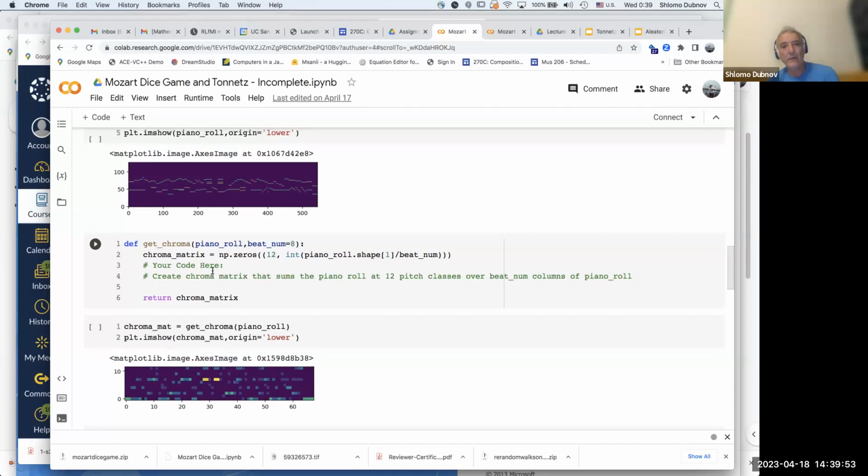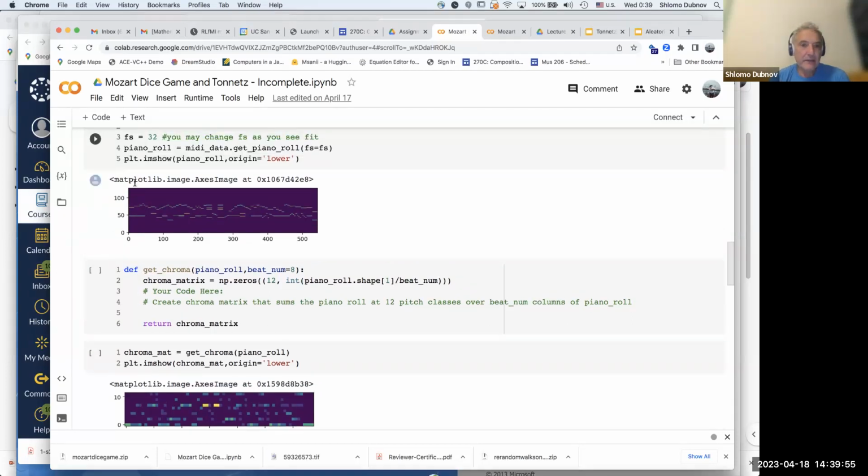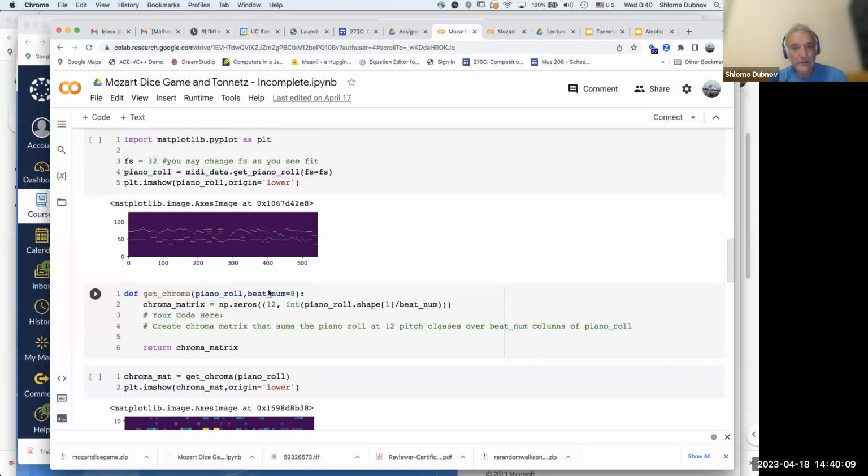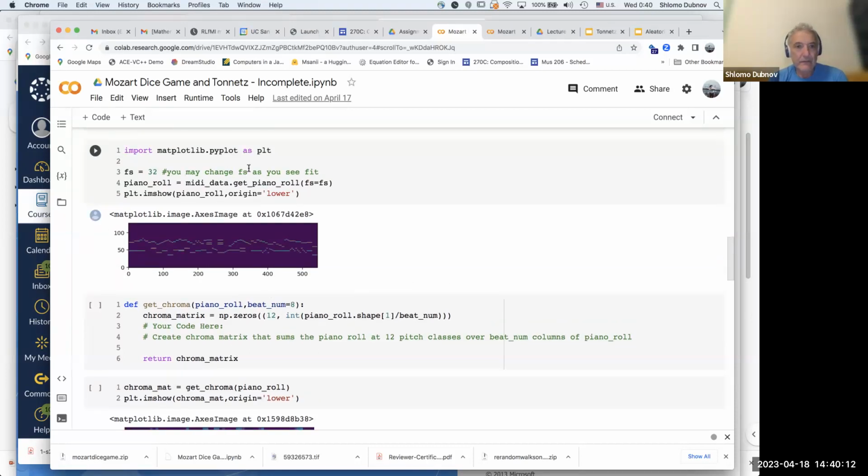So what is a chroma matrix? The idea is that you cut or chunk the piano roll into slightly larger chunks. So you have these beats. How many beats? It's your choice. Again, let me give a quick reminder of how Pretty MIDI works.